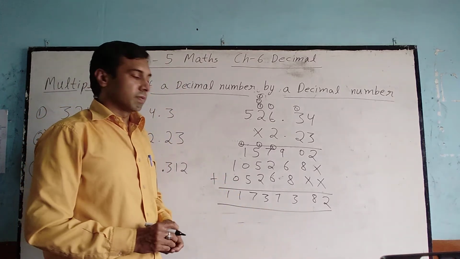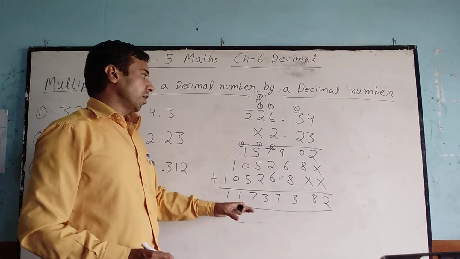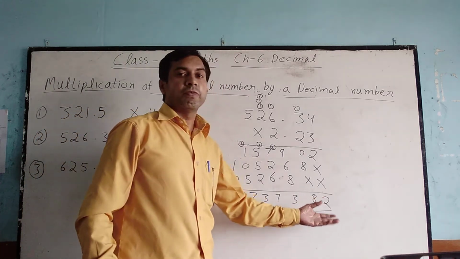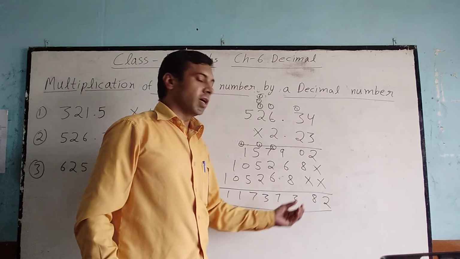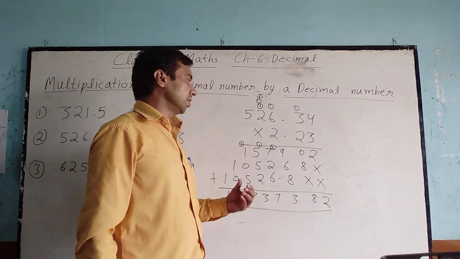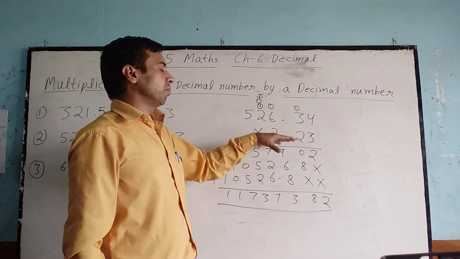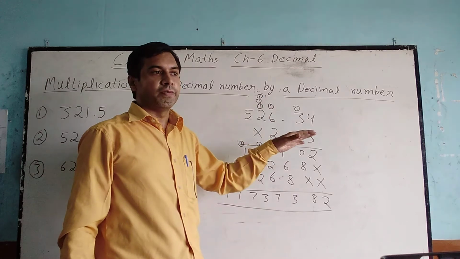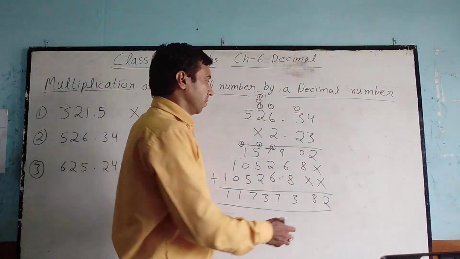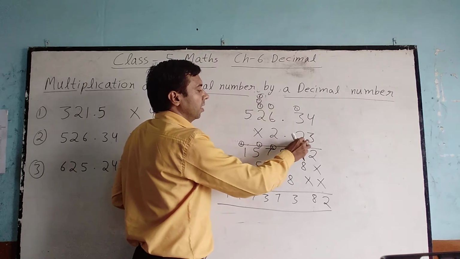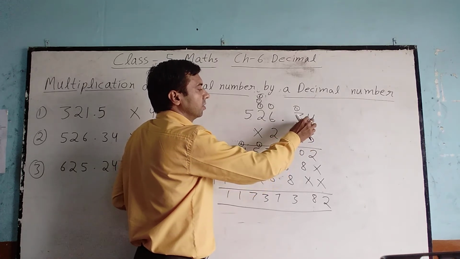Now student, what we have to do? In a product, count from the ones place. We put the decimal, leaving digits equal to the total number of decimal places both the decimal numbers have. Clear? So here this decimal number has 2 decimal places, and this decimal number has 2 decimal places.